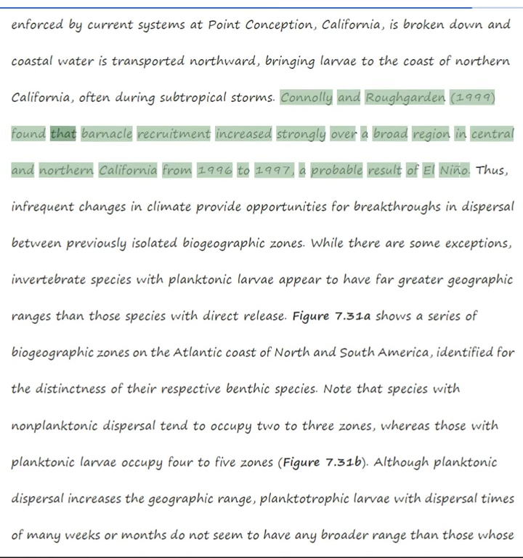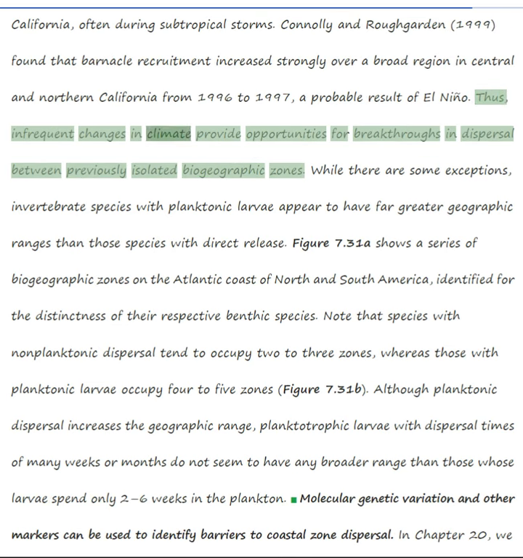Connolly and Roughgarden found that barnacle recruitment increased strongly over a broad region in central and northern California from 1996 to 1997, a probable result of El Niño. Thus, infrequent changes in climate provide opportunities for breakthroughs in dispersal between previously isolated biogeographic zones.